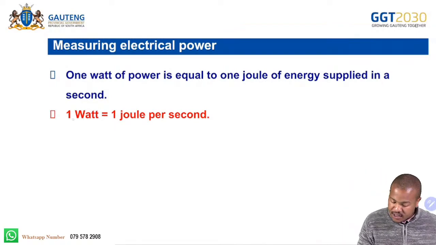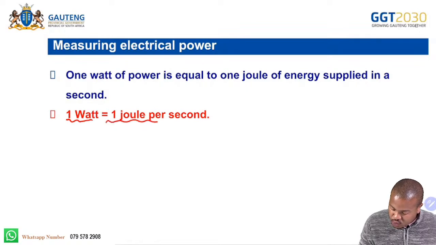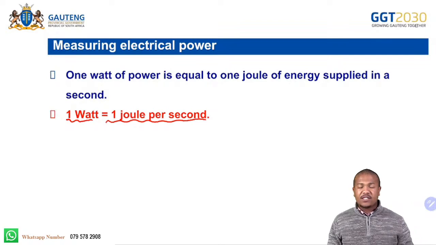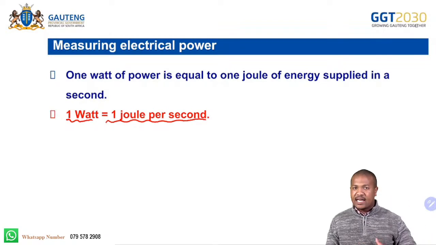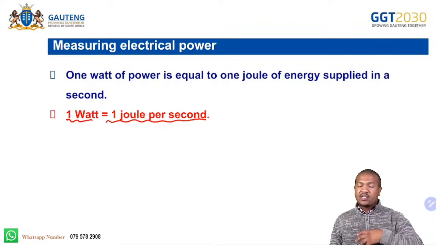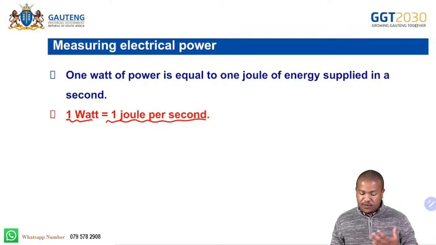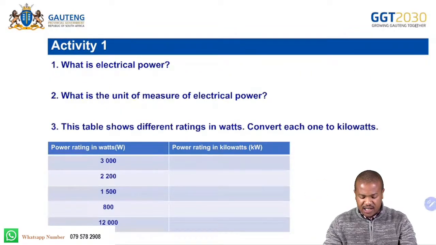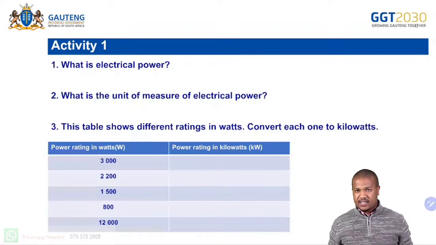So 1 watt is equal to 1 joule per second, right? So meaning what? If you're using 2 watts, you're using 2 joules per second. 5 watts is the same as 5 joules per second as well. Are we together? So now, let's quickly engage in activity 1 and see how far we understand.